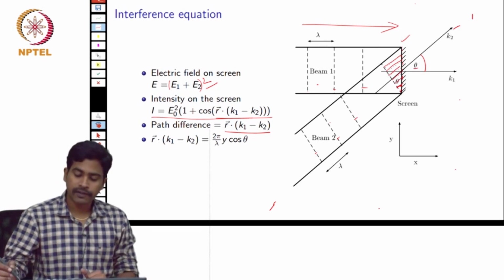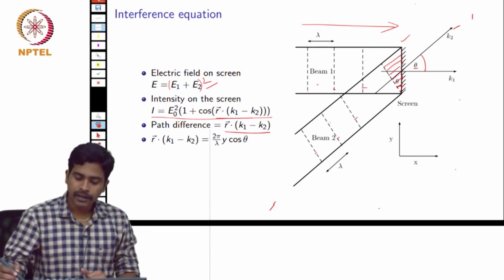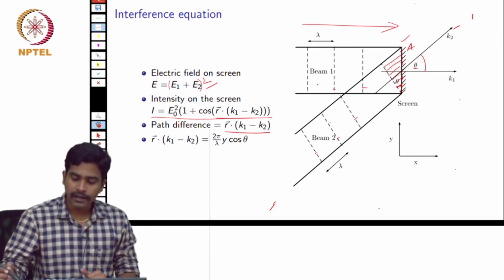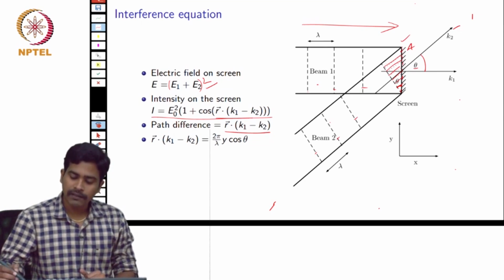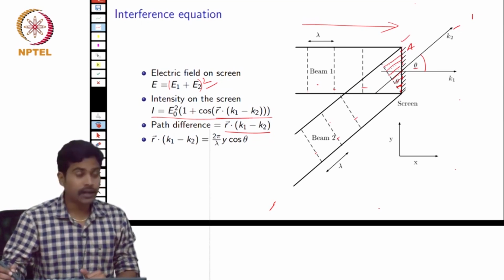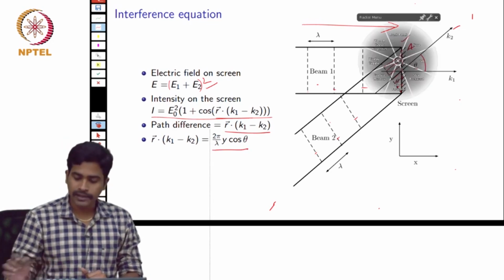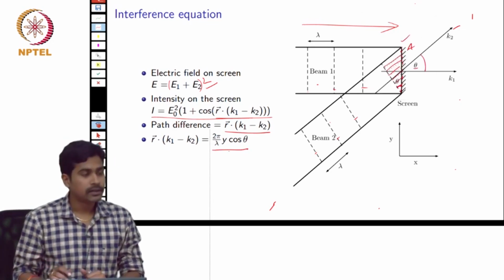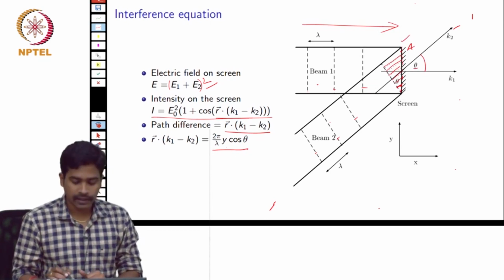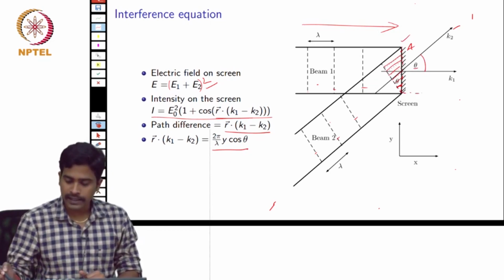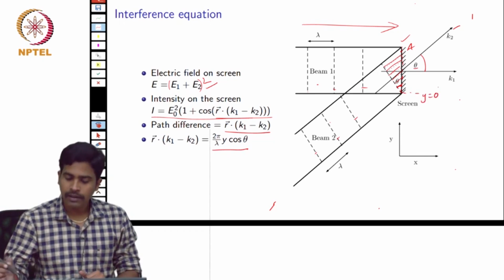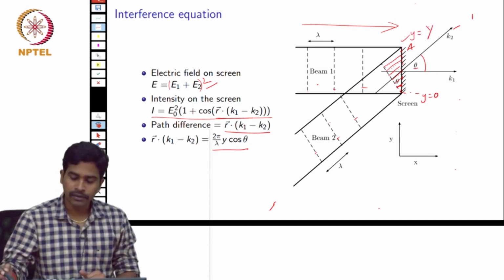If you use a little trigonometry, we can find the path difference between these two plane waves at each of these points. For example, let us say this is point A. At point A, the phase difference between plane wave 1 and plane wave 2 is given by 2 pi by lambda into y into cos theta. Theta is the angle between the plane waves and y is the position. Let us say this is y equals 0 and this is some y equals capital Y, or some value x.